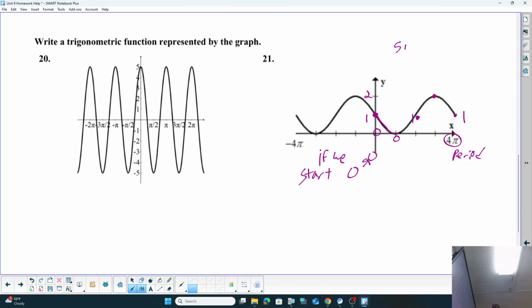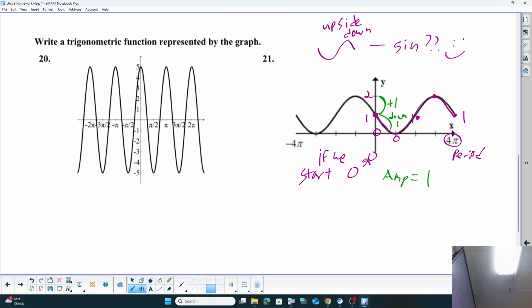Doesn't that sound kind of like sine? That sounds kind of like sine, doesn't it? But it's upside down. It's a negative sine because it goes down, up, down. That's a tricky one. Upside down sine. So I think our amplitude is still 1, right? Because we go up 1, and we go down 1, up 1, down 1. So amplitude is going to be 1.